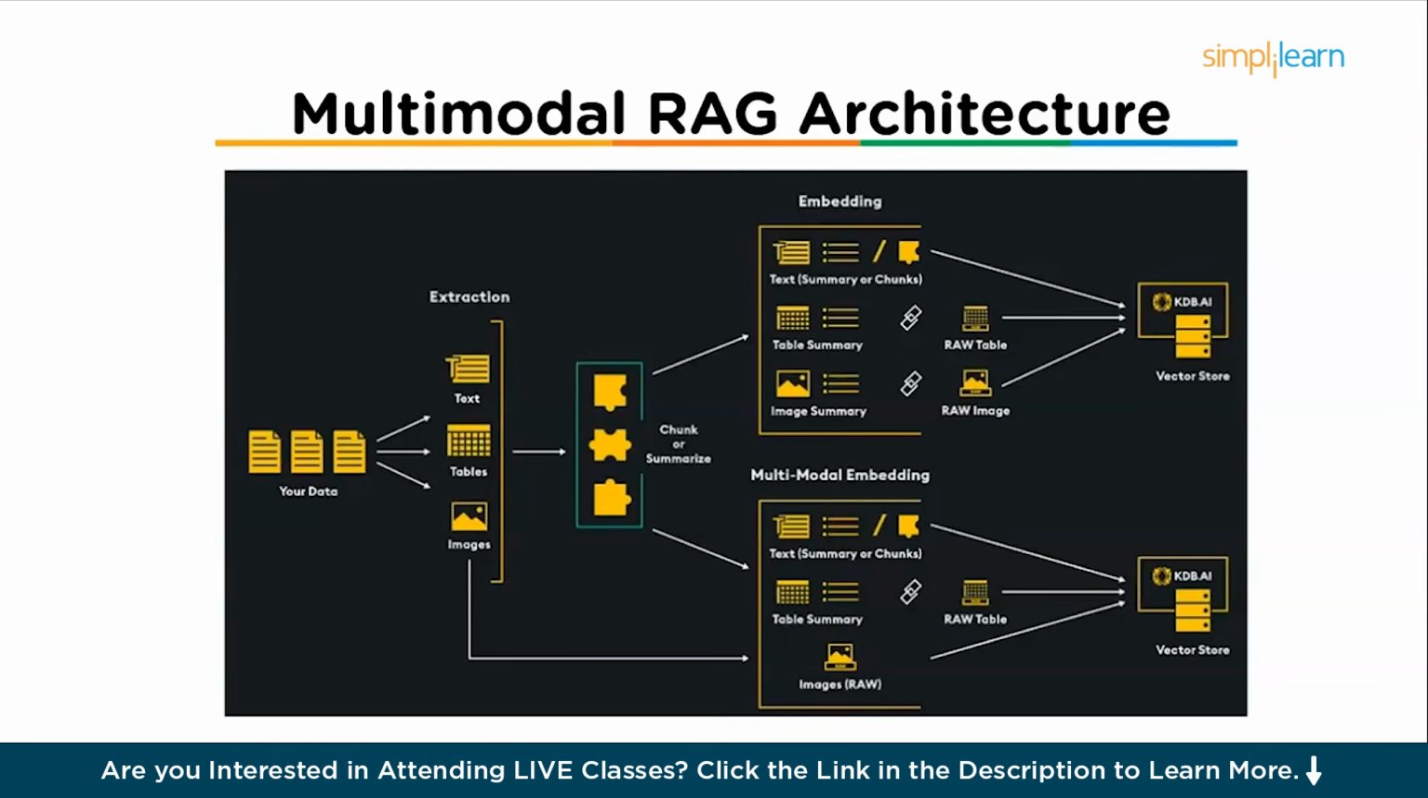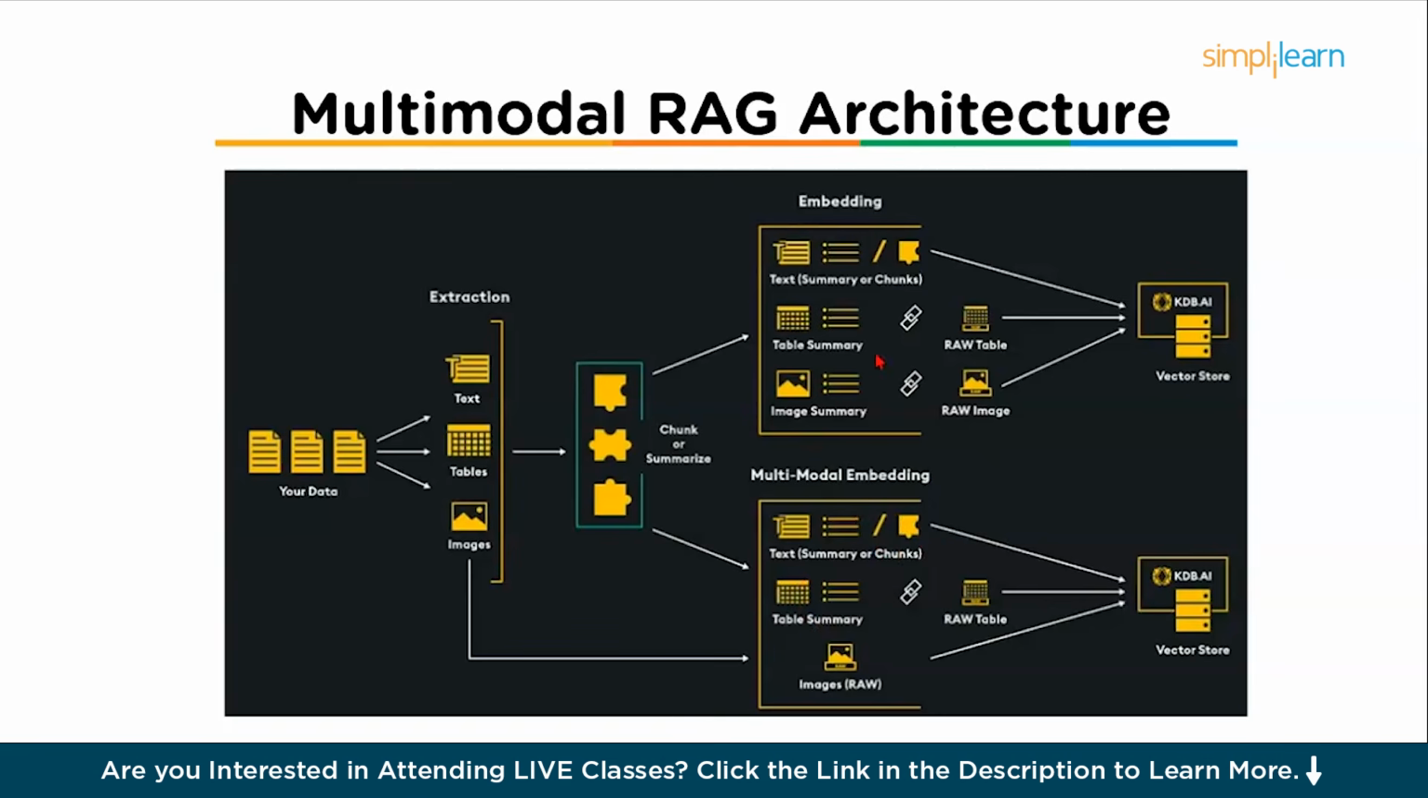So first, data extraction. Here you can see the data. The pipeline starts with the raw data sources, which include text, tables, and images. Text means documents, articles, reports, or any written content. And tables are structured tabular data such as spreadsheets or databases. And images are visual data including scanned documents, pictures, or diagrams. So these data sources are then chunked or summarized to make them easier to process and search.